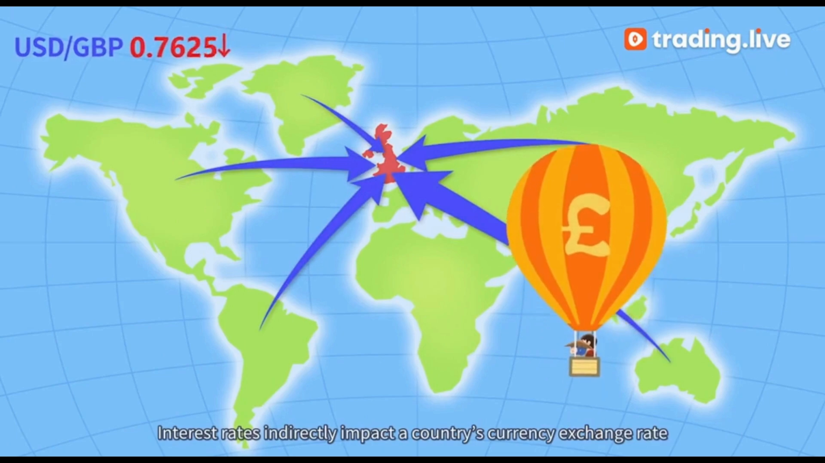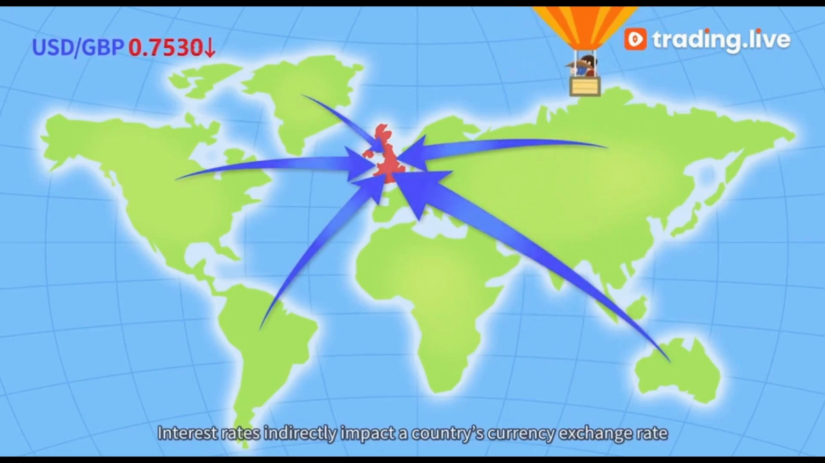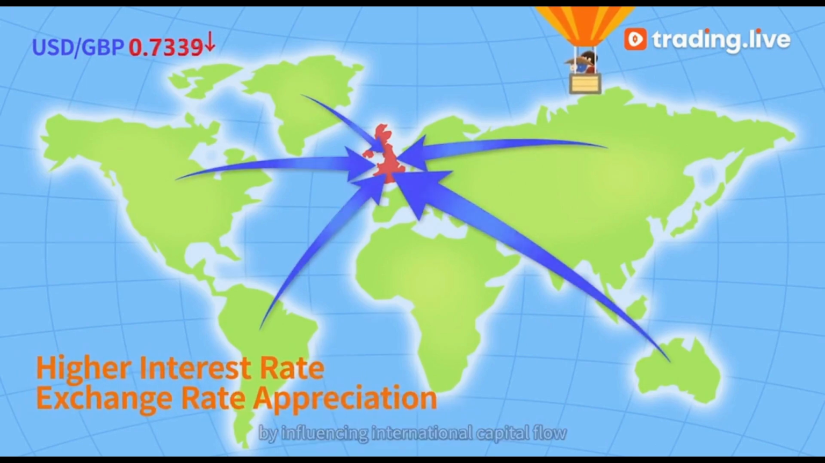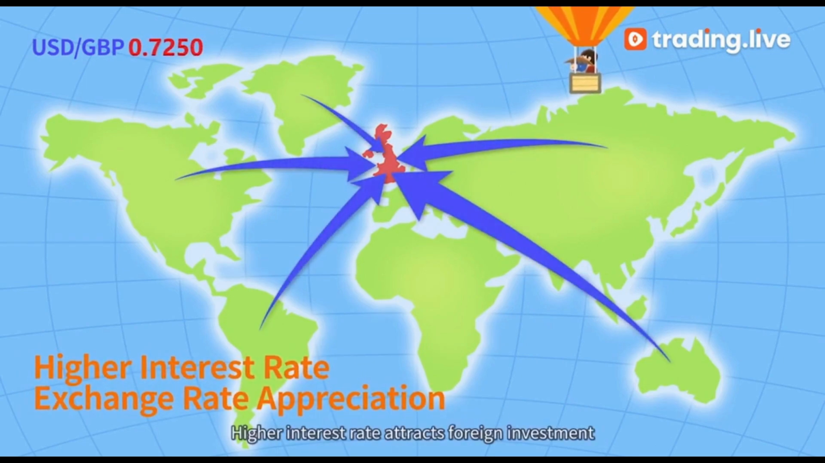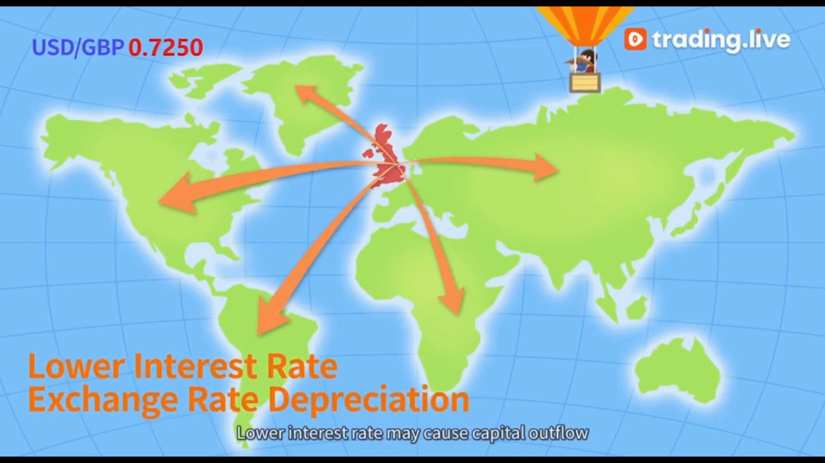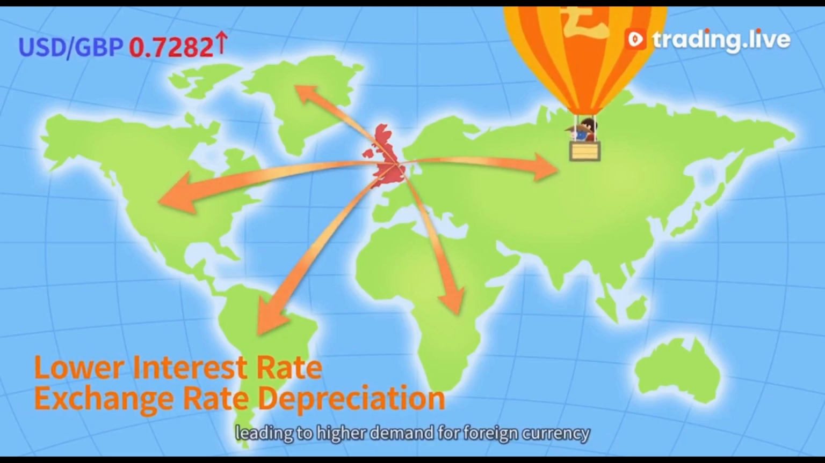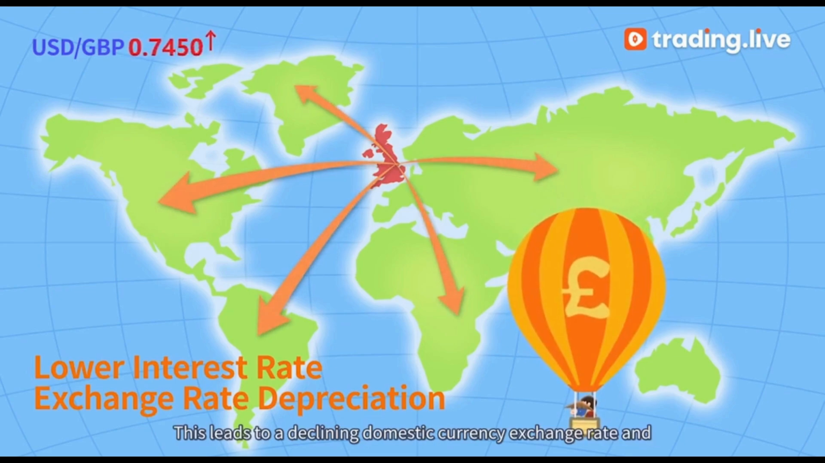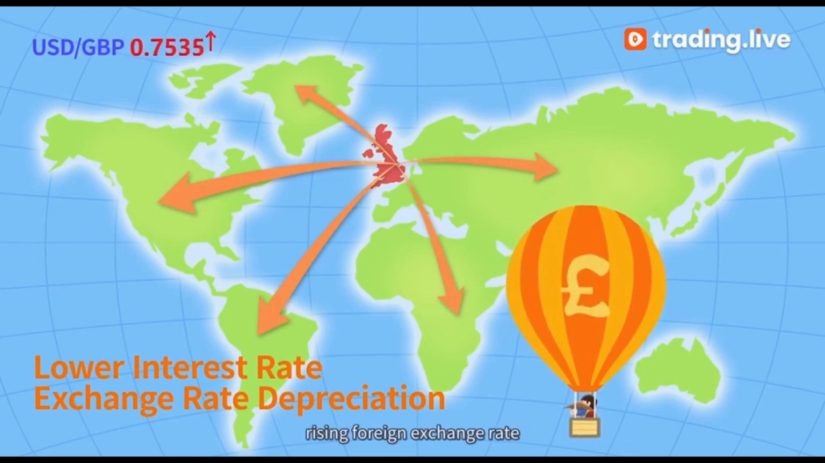Interest rates indirectly impact a country's currency exchange rate by influencing international capital flow. Higher interest rates attract foreign investment, leading to higher demand for the domestic currency. This leads to a rising domestic currency exchange rate and falling foreign exchange rate. Lower interest rates may cause capital outflow, leading to higher demand for foreign currency. This leads to a declining domestic currency exchange rate and rising foreign exchange rate.